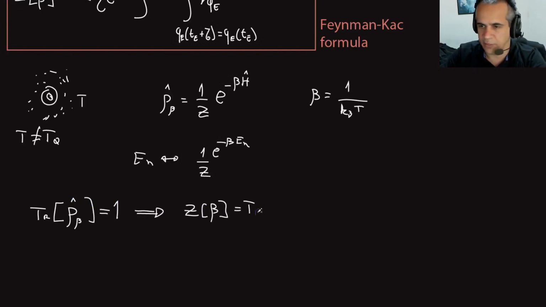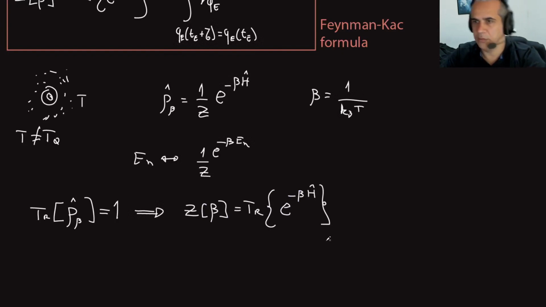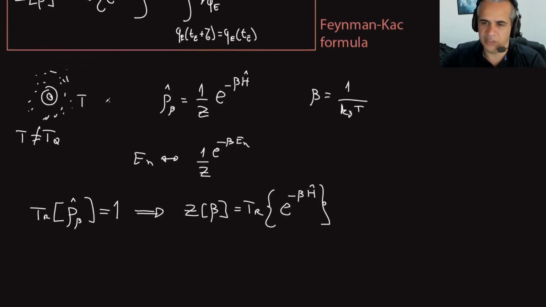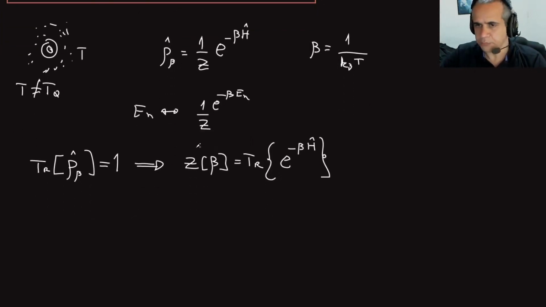is the trace of the exponential of minus beta H. Right? Just take the trace on both sides here. Z goes out of the trace, and you get the same definition for Z that I got up here. Right? So the normalization here is really 1 over the partition function.